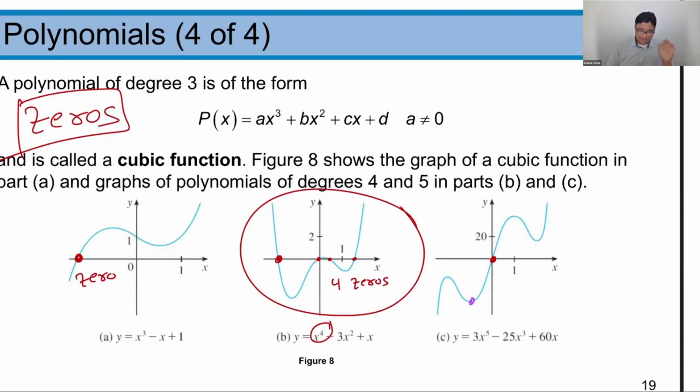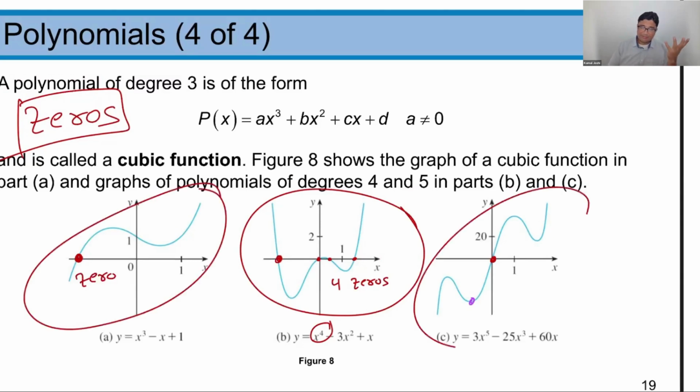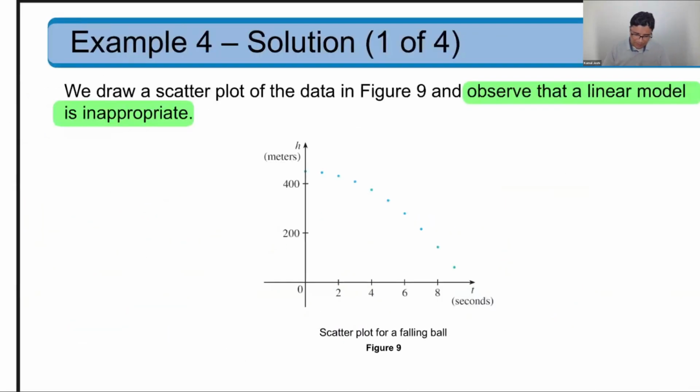But it can have less than that. Like here, this cubic polynomial has only 1 zero. This is a degree 5 polynomial and it has only 1 zero. That is possible. Okay. But you cannot have more than 5 zeros for degree 5. Another idea to keep in mind. Moving on.